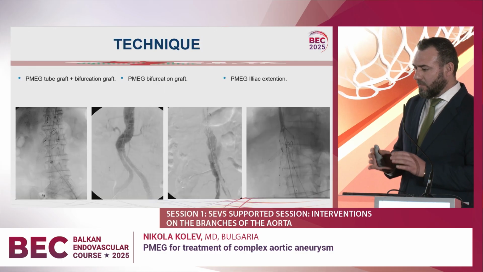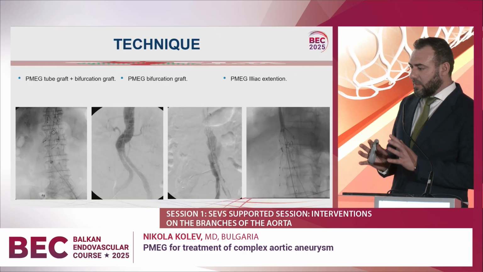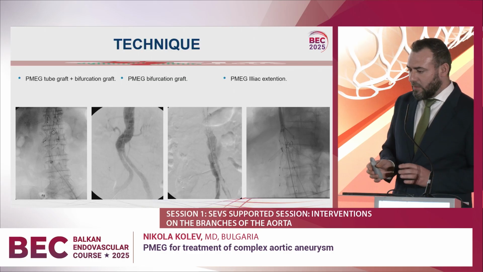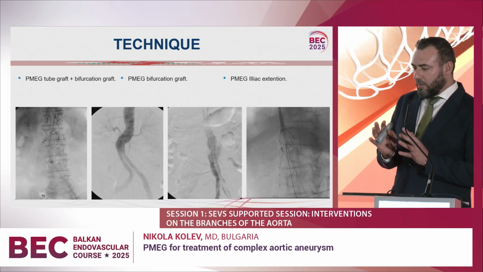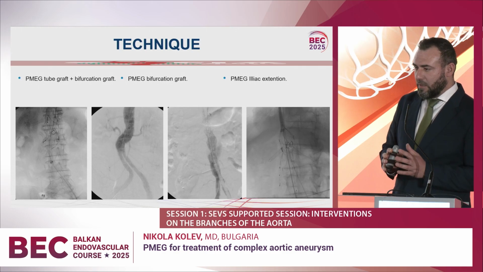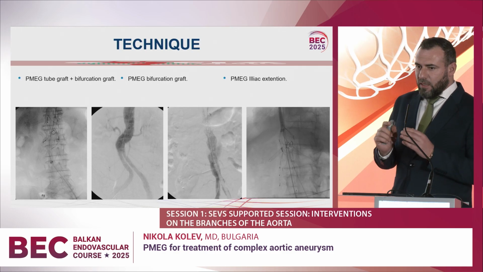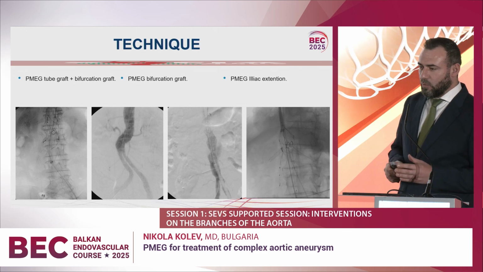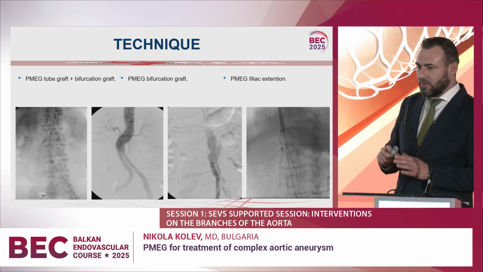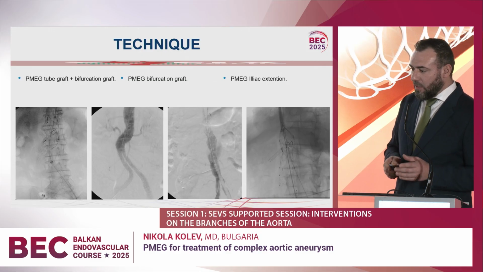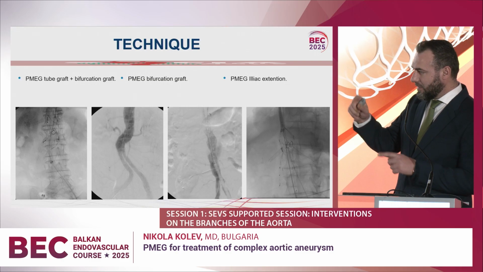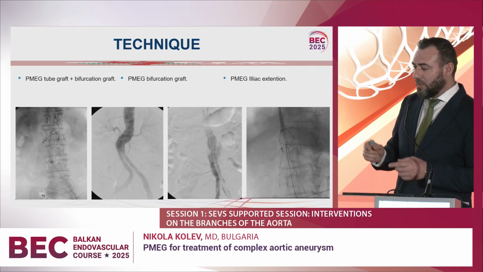in the pictures. As for the technique, in the endoprosthesis that we are using, we could do a physician-modified tube graft in combination with a bifurcation graft. In our experience, we do this only when the distance between the healthy zone and the last visceral vessel is more than 5 centimeters, because the body of the bifurcated graft is 5 centimeters, and then the bifurcation starts.